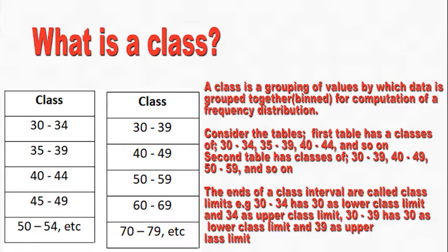The ends of a class interval are called class limits. For example, if you consider a class of 30 to 34, it has 30 as a lower class limit and 34 as upper class limit. And when you consider a class of 30 to 39, it has 30 as lower class limit and 39 as upper class limit.